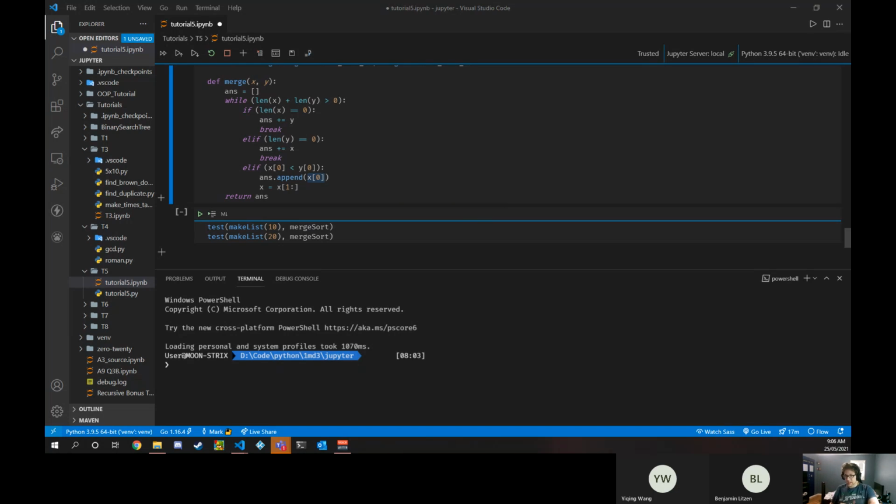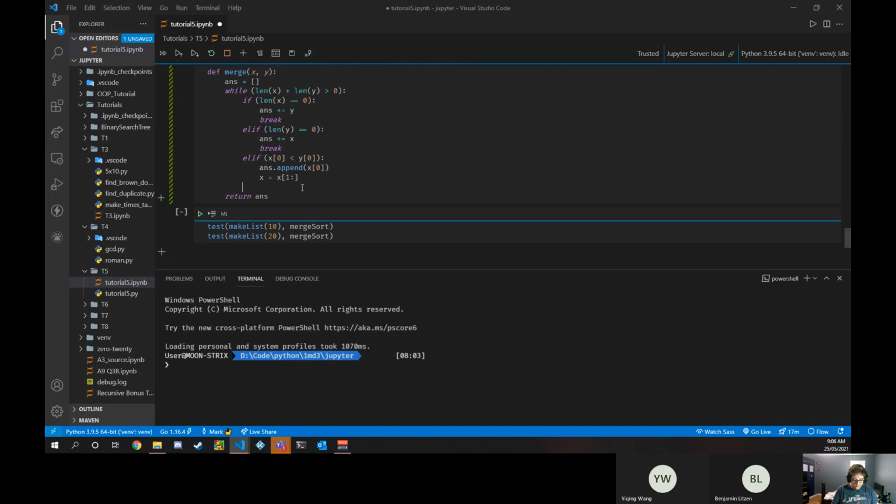Alrighty. So, anyways, yeah. If the item at the head of X is smaller than the item at the head of Y, put the head of X into the sorted list and pop the head of X out of X. We've now dealt with it. It is done.